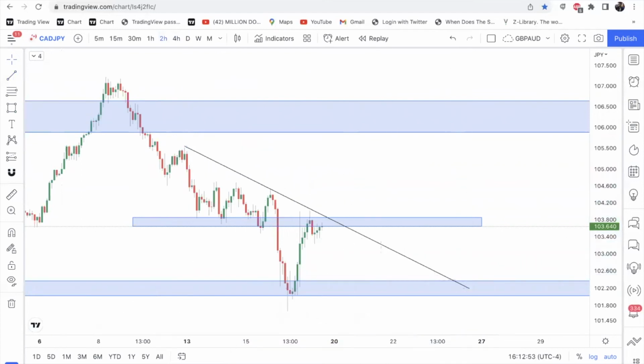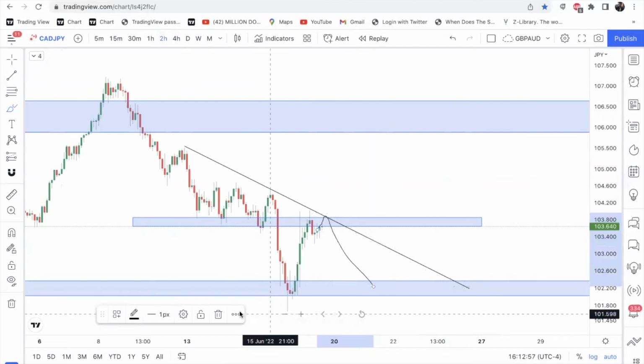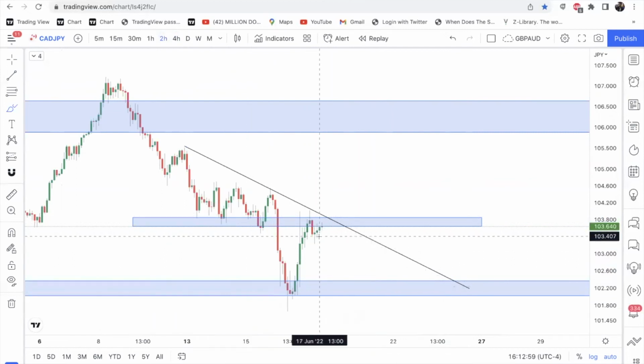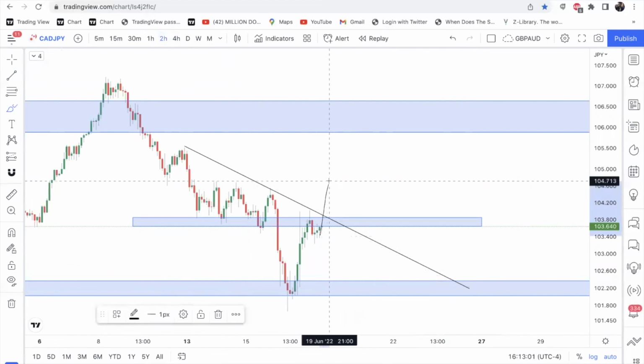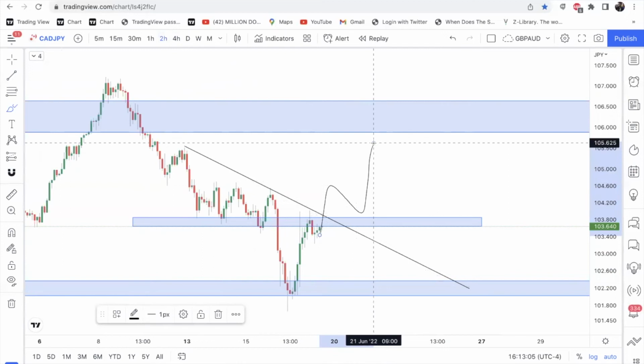Price will need to break above here because this is a level of retest where it could just hold and sell off again. But if price was to break above here, then you could look for some type of pullback and then catch the wave up.